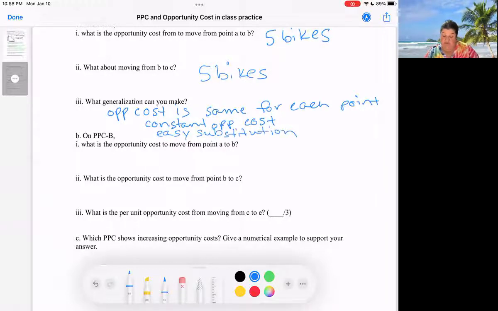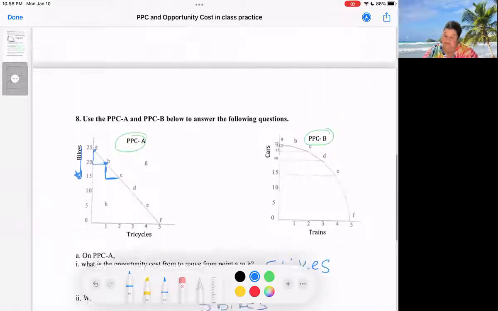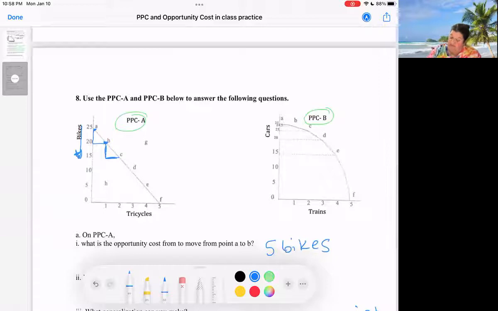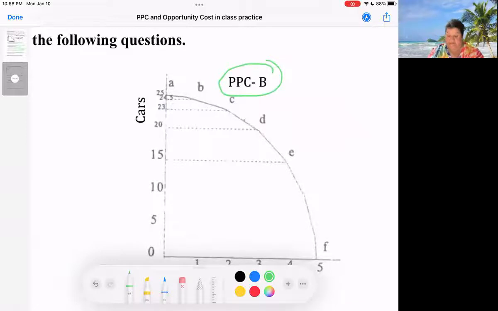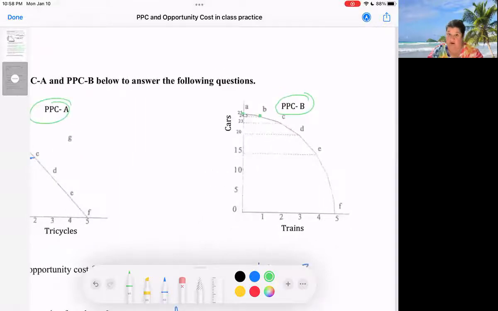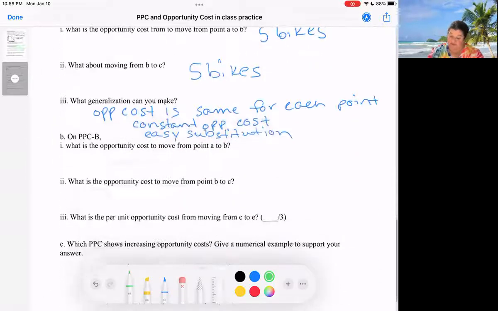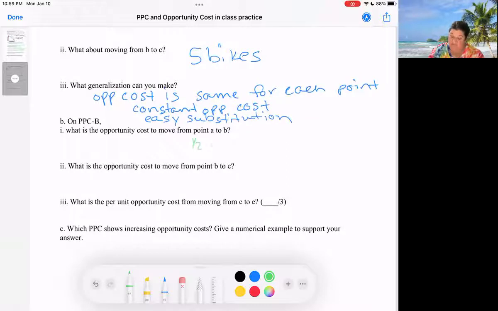Okay, we're coming into the home stretch. Let's look at PPCB, the opportunity cost of moving from point A to point B. Now I'm gonna zoom in just a little bit because that's a tiny little shift, isn't it? So we're going from A, which is here, to B, which is there. What is our opportunity cost? Again, we're moving down the curve, so we're sacrificing on the y-axis, and we are only sacrificing what? 0.5 or half a car. So our opportunity cost from A to B is 1/2 or 0.5 cars.